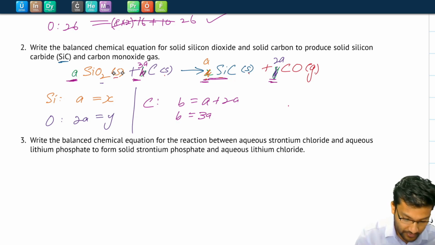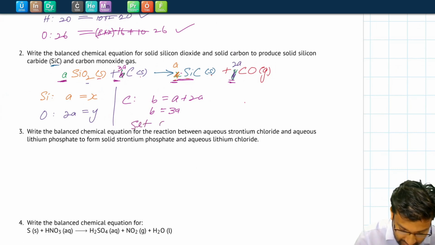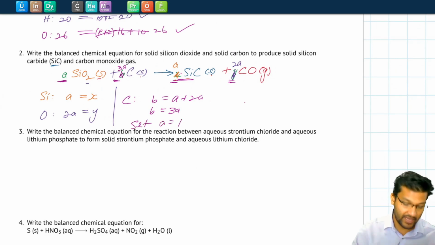Now what you'll recognize is that all of the different compounds are written in terms of A. We have A, 3A, A, and 2A for each of them. So all we need to do now is set A equal to 1, and we have a balanced chemical equation.